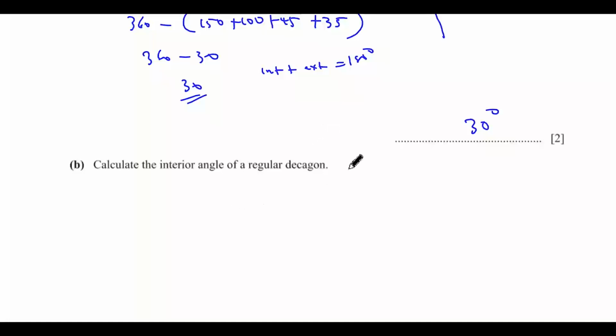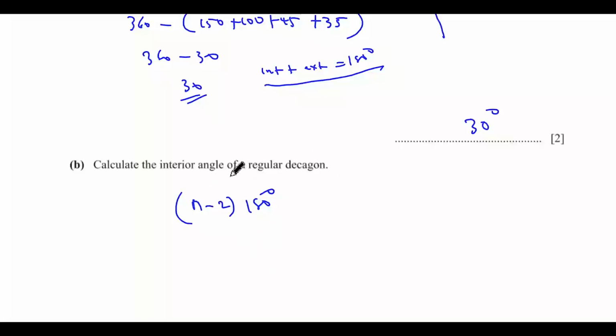So part B, calculate the interior angle of a regular decagon. That is very interesting. So this formula will be useful here. The sum of the interior angles of a regular polygon is given as n minus 2, into 180 degrees. So you can use this formula to get the sum of the interior angles.